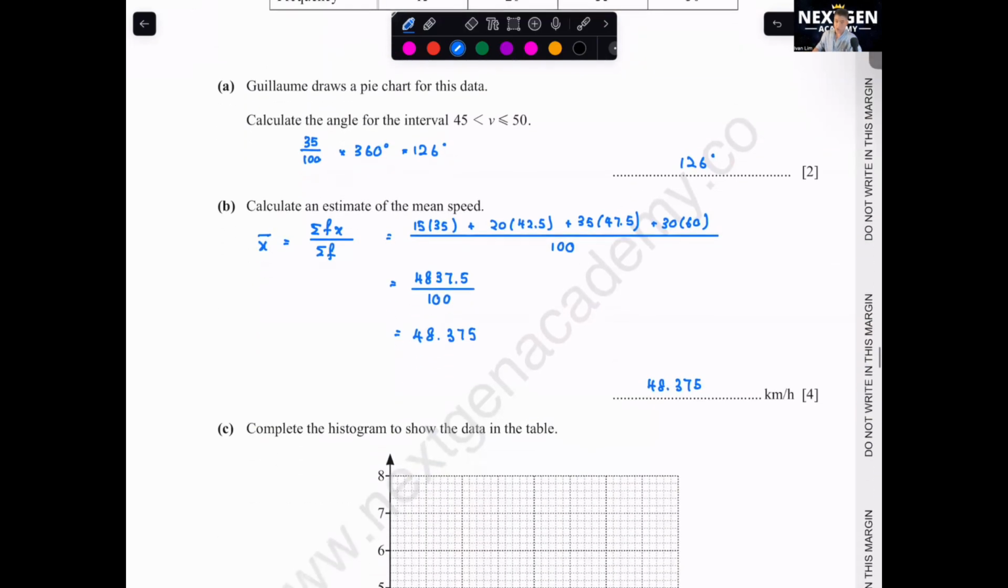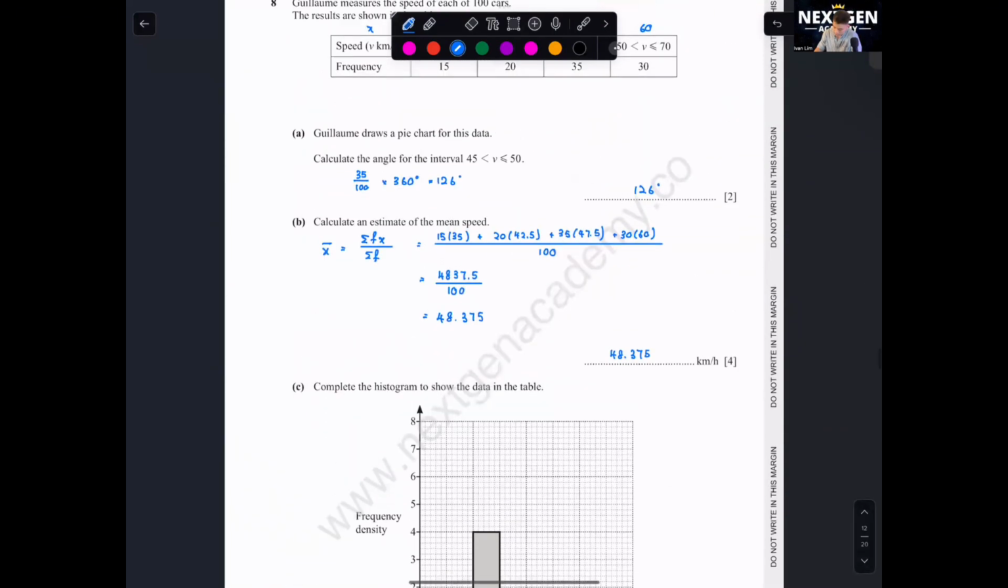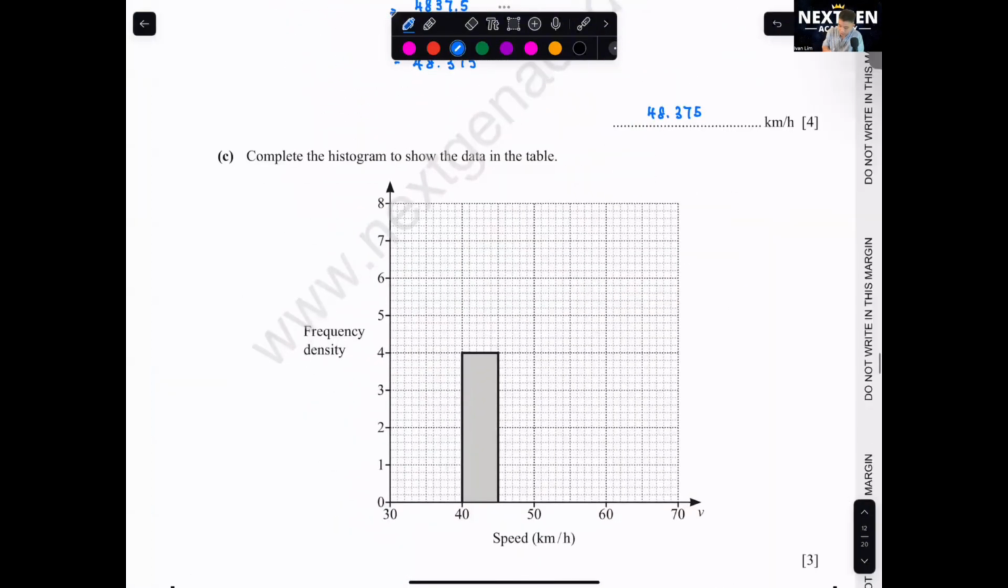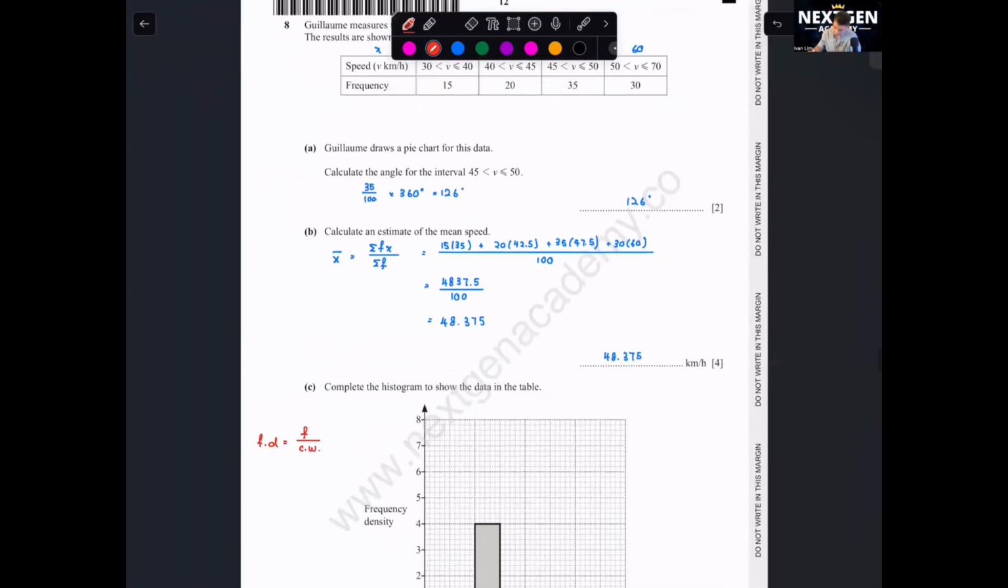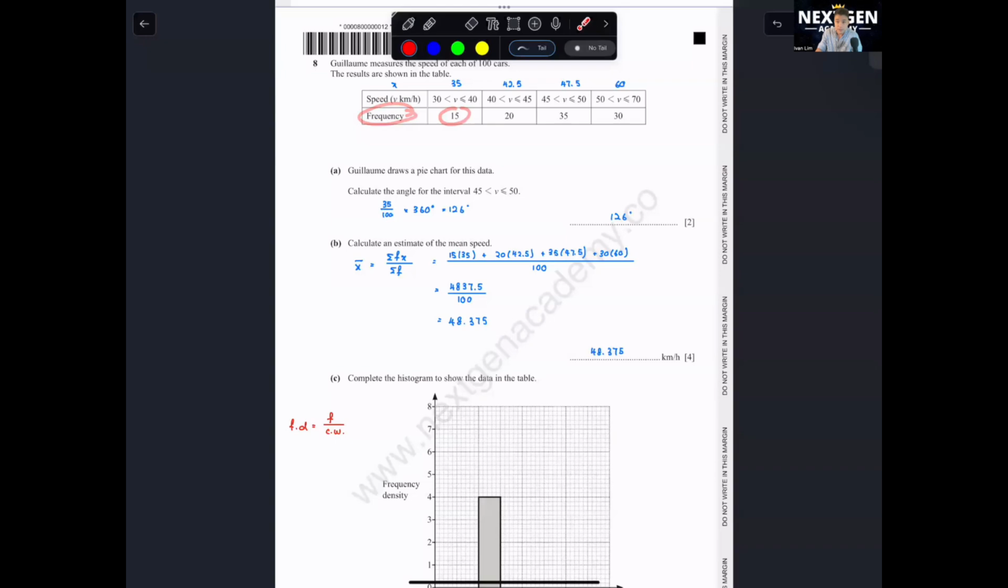Okay, next one. Question C. Complete the histogram to show the data in the table. Okay, histogram. What's a histogram? Whenever we see the word histogram, we write down the formula first. FD, which is your frequency density, equals frequency over class width. F over CW. We go back to the data here. We have F, and we can find what is CW.